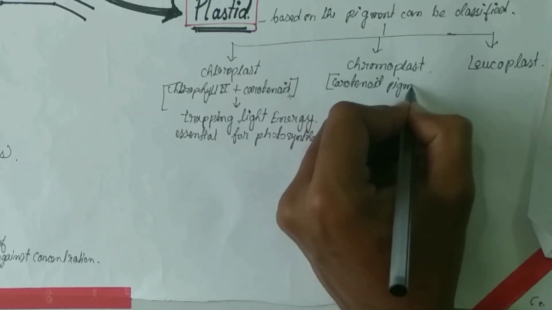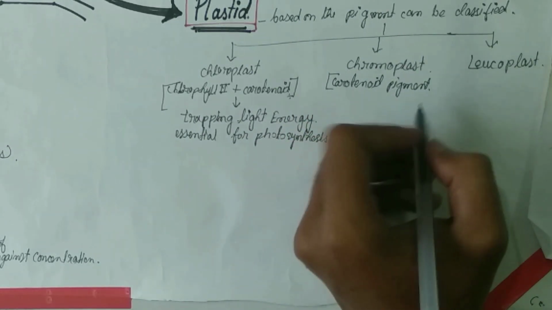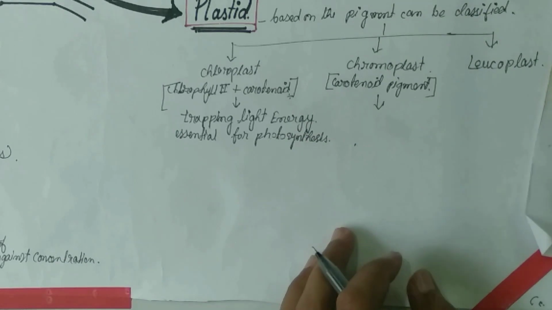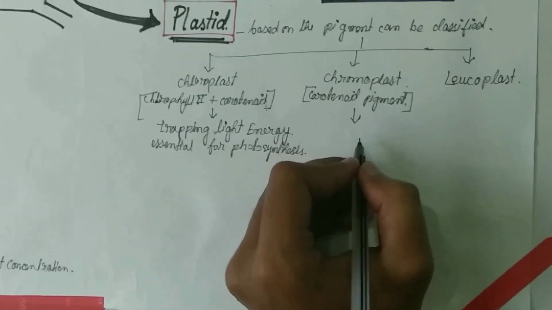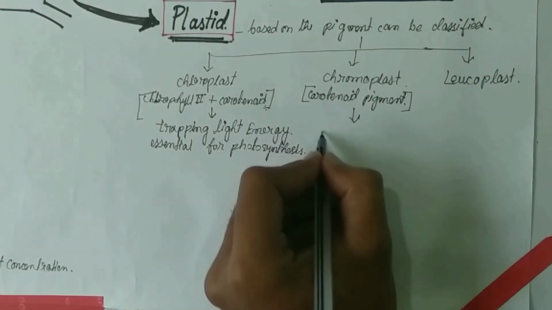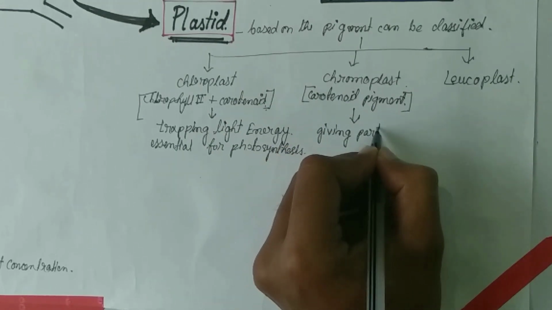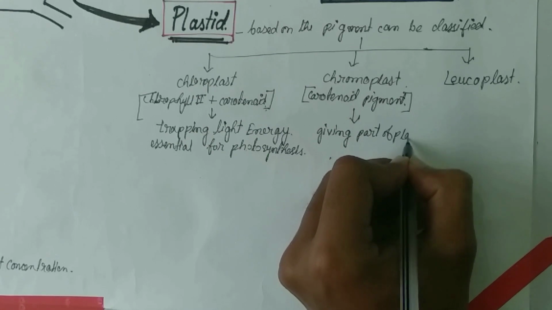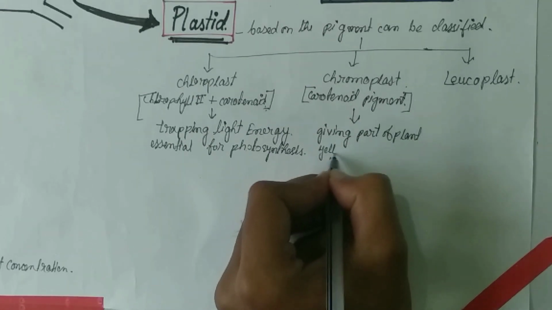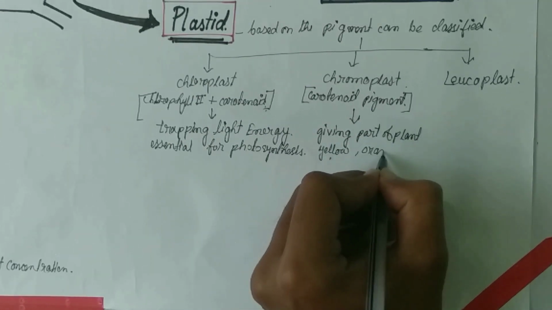After that, we find the chromoplast. In chromoplast, fat-soluble carotenoid pigments like carotene, xanthophyll and others are present. This gives parts of the plant yellow, orange and red color.